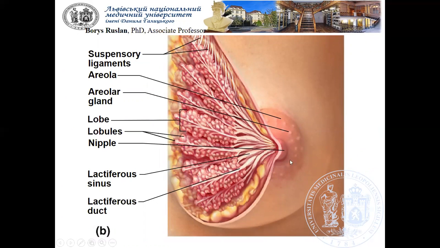Areola, nipple. So the lactiferous sinus leads the milk in this place, right? Milk for the baby, for the newborn baby. Lobes, lobulus, and this one suspends our ligaments.